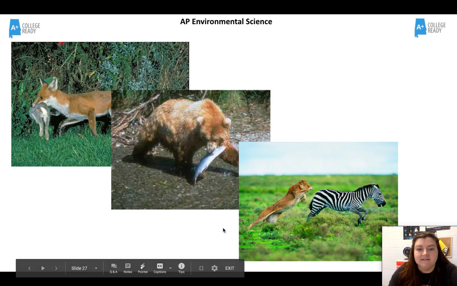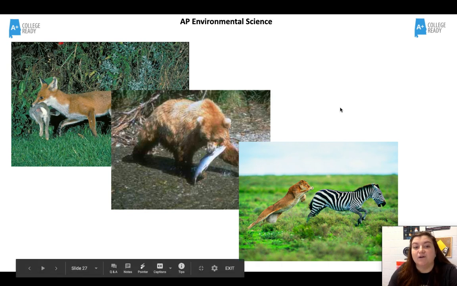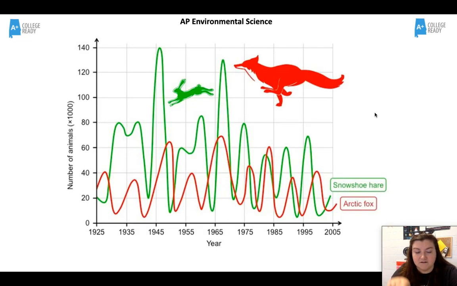So examples of this, you've got a lion, I should say lioness, because it's the ladies of the lions that actually go hunting. A very cute fox and a bear. All these guys are predators because they are hunting and killing their own prey that they will then eat. Sad, but circle of life.